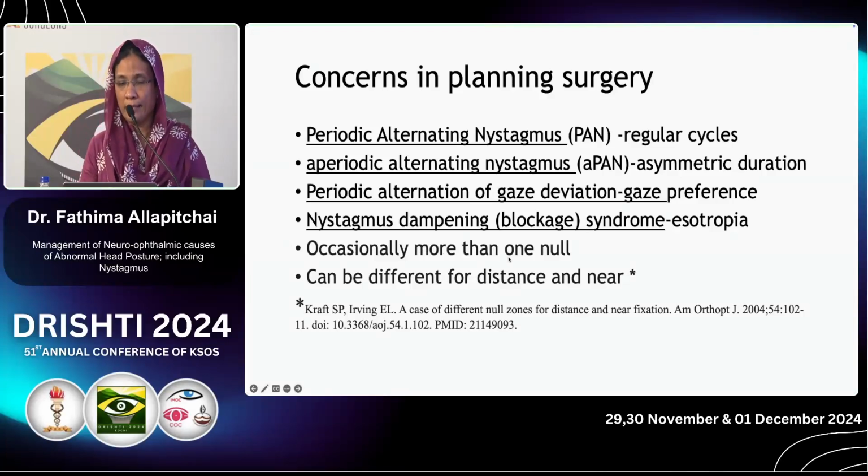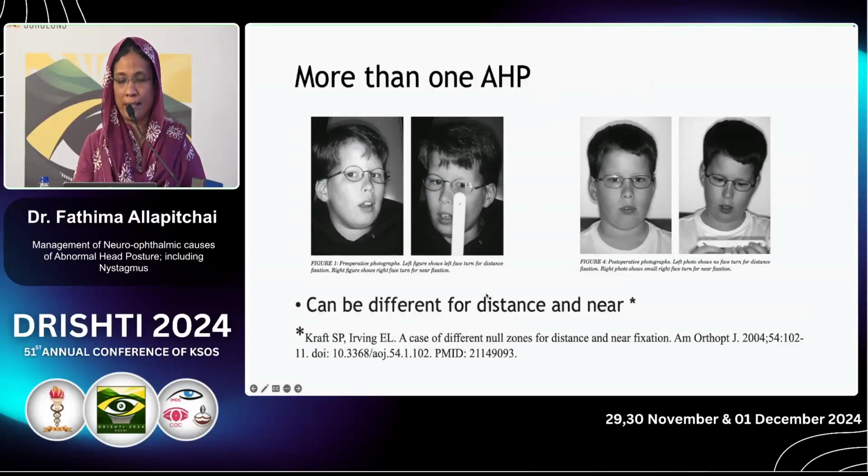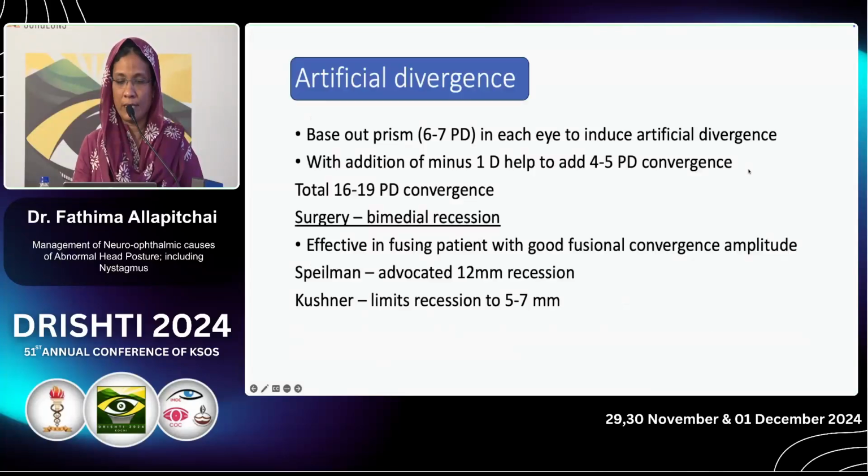Occasionally more than one null position could be there, and that null position can be different for distance and near also. In a rare occasion, there is a report by Stephen Kraft, where he had noted a right face turn for a near target and a left face turn for a distant target. In this child there was dampening on convergence as well. So he did bimedial recession, an artificial divergence surgery, and partly the face turn was corrected.